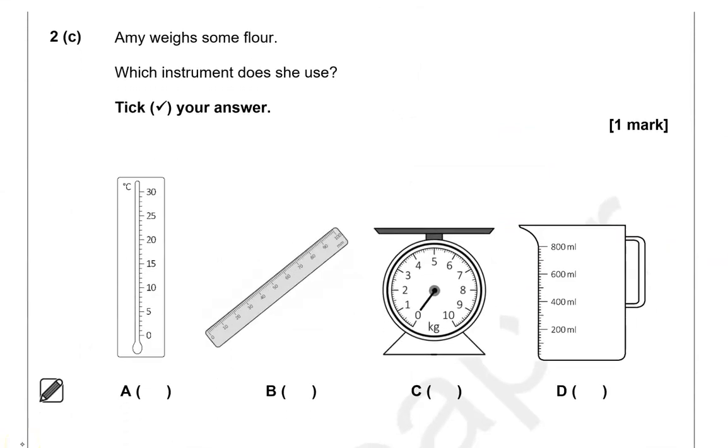Amy weighs some flour. Which instrument does she use? Tick your answer. To weigh flour, you're going to use a scale. So that is option C. The rest of these don't work in this particular case because this is for temperature, this is to measure length, and this is to measure capacity. So you'd put liquid into this.